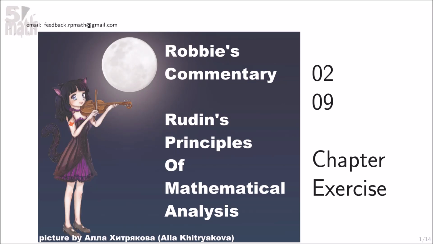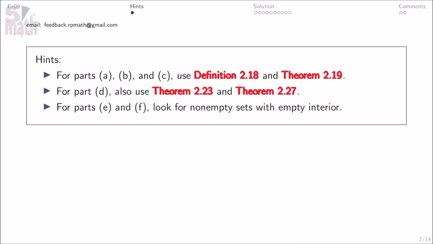Chapter 2, Exercise 9. Hints. For parts A, B, and C, use definition 218 and theorem 219. For part D, also use theorem 223 and theorem 227. For parts E and F, look for non-empty sets with empty interior.